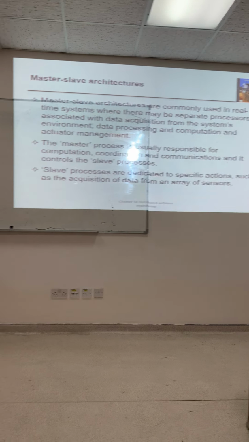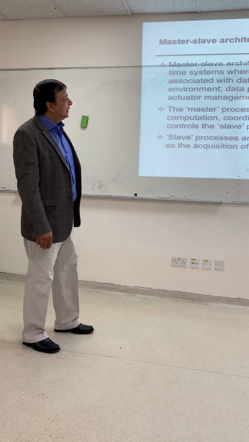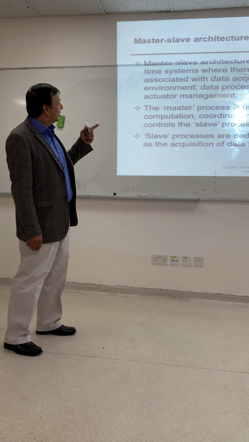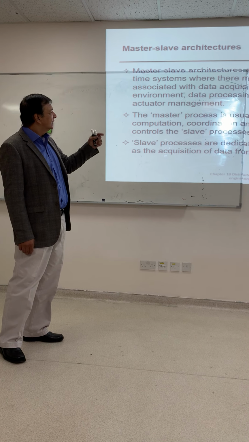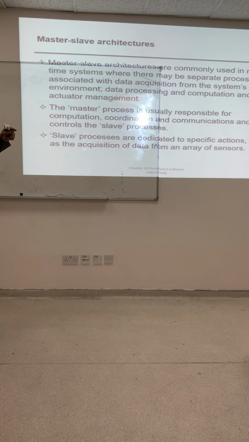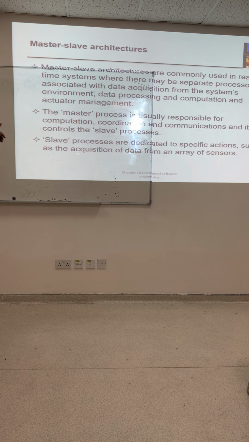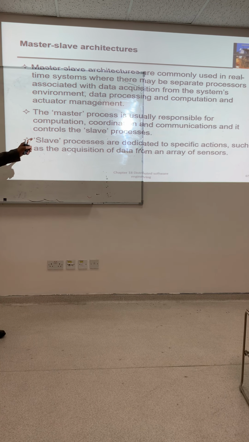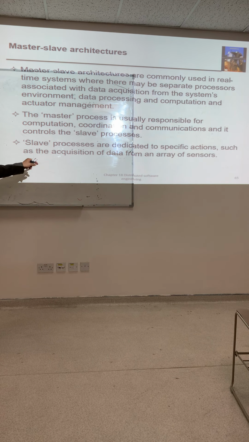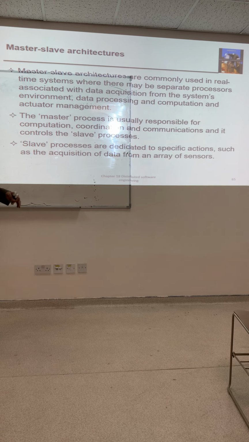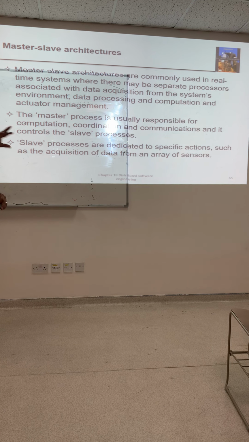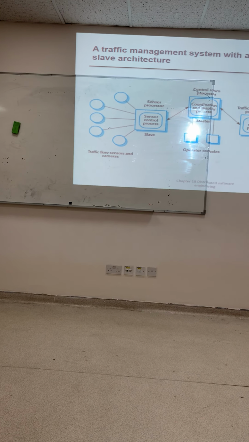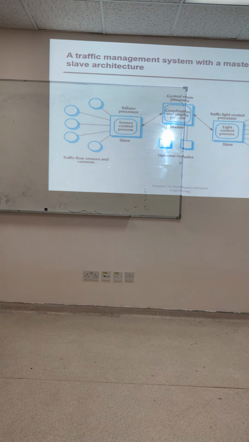It is commonly used in real-time systems where there may be separate processors associated with data acquisition from the system's environment, data processing, computation, and actuator management. The master is responsible for computation, coordination, communication. Slave processes are dedicated to specific actions such as acquisition of data from an array of sensors. That's the job of the slave. This is an example to show you the master slave architecture.